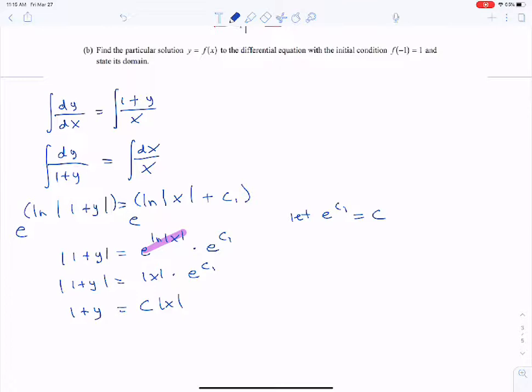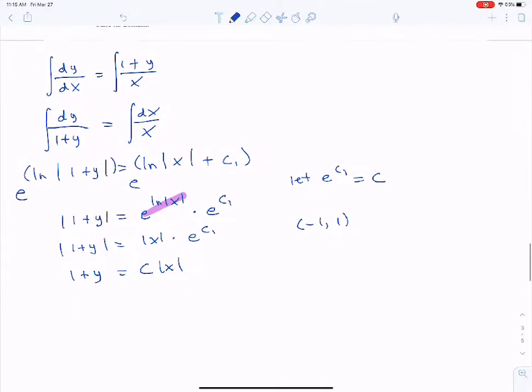Okay, then next thing we're going to do is we have to find c, and the way we're going to find c is we're going to plug in the given point. They gave us the point -1, 1. So I think you guys would agree, I'd get 1 plus 1 equals c times the absolute value of -1, which means I get 2 equals c.